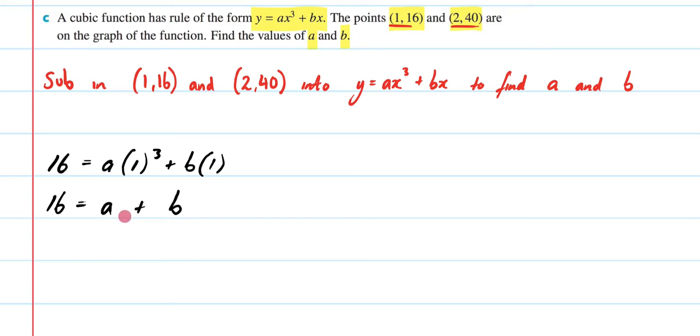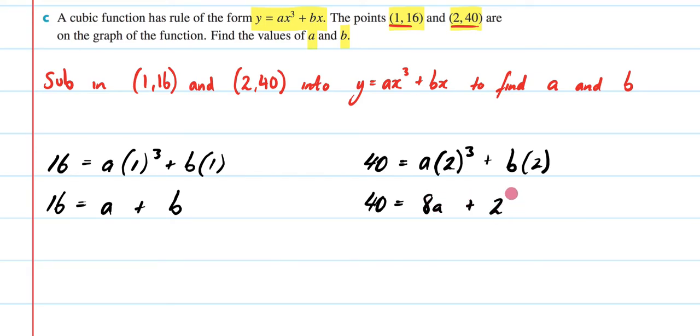Now, we're going to obviously have to do this again. So let's now sub in (2, 40). So that means I'm going to put 40 into the y spot. And then every time I see x, I'll put 2 in there. So it's going to be a times 2 cubed plus b times 2. If we were now to tidy that up, we're going to get 40 equals 2 cubed is 8, 8a plus 2b.